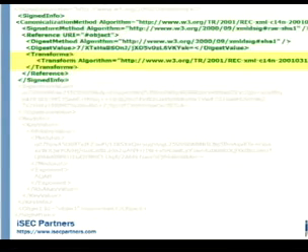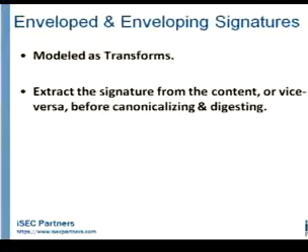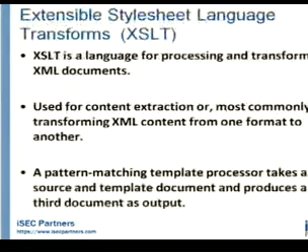Transforms are the next portion here. And here we see an algorithm just canonicalizing. Extra processing instructions for arriving at a correct signature. There's base 64. We talked about XPath. What else is there? The enveloped and enveloping signatures are modeled as transforms. Not interesting. But XSLT is there.